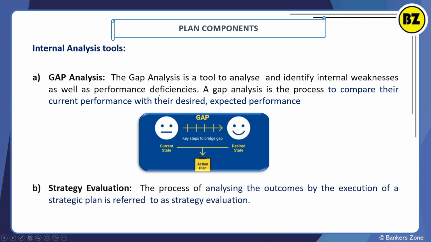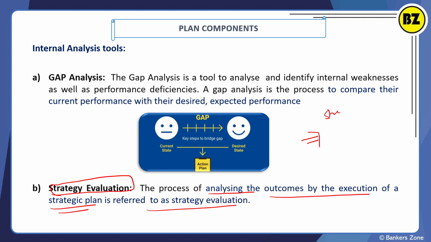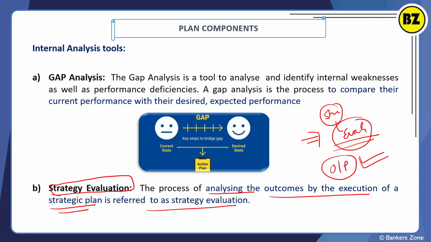Okay, now see, the next tool to evaluate the internal environment is what? The strategy evaluation. Strategy evaluation means what? The process of analyzing the outcome by execution of a strategic plan is referred to as strategy evaluation. Means very simple. Suppose you have some strategy, right? You have to evaluate that strategy. How can you evaluate that strategy? If the output of that strategy is as per your expectations, then you can say this is a good strategy.